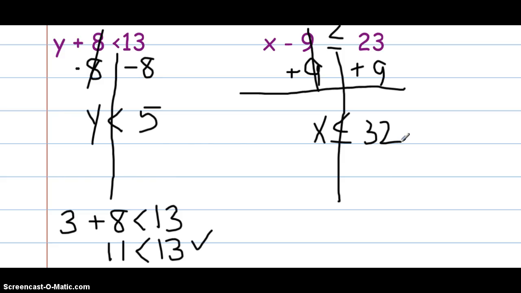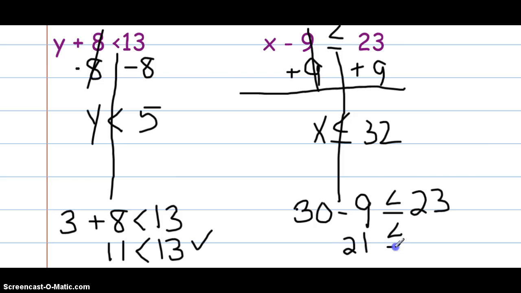So we need to choose a number that is less than or equal to 32 to plug in for x. I'm going to choose the number 30. So I'm going to check my solution set by saying 30 minus 9 is less than or equal to 23. When I subtract 30 minus 9, I get 21, and 21 is less than 23, so it fits the solution set, so that checks out.